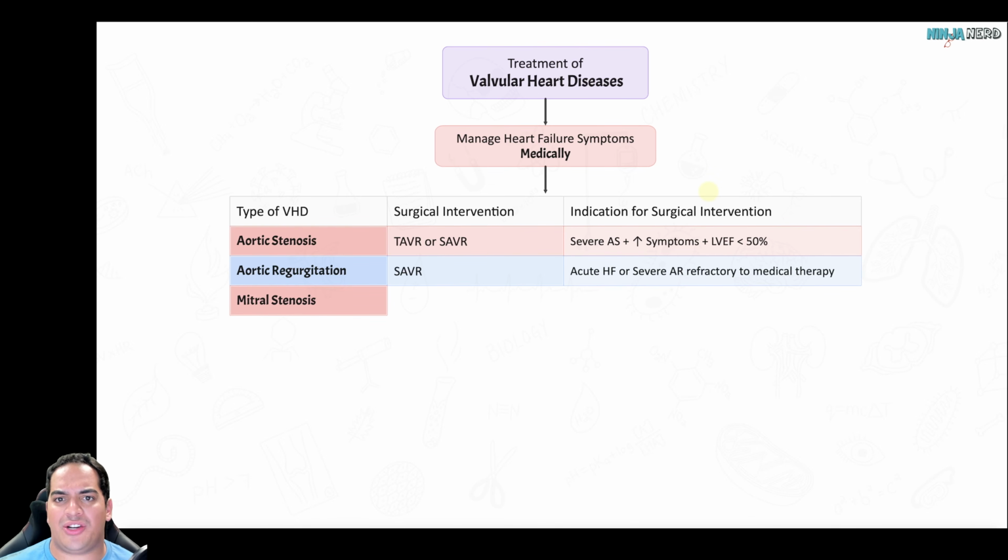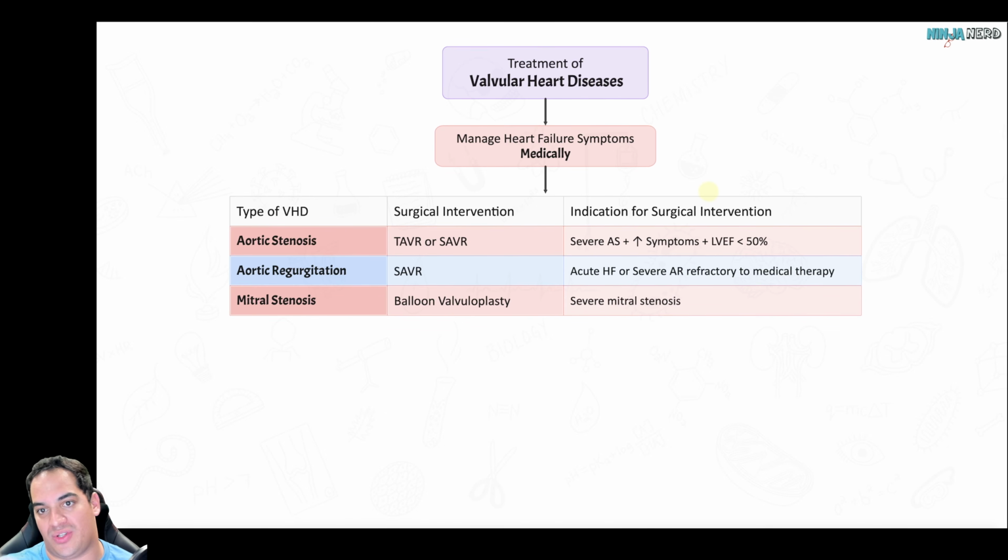Mitral stenosis, same thing. We actually do what's called a balloon valvuloplasty, where you kind of spread this sucker open a little bit. And that's usually if they have very severe mitral stenosis, so their mitral valve surface area is so tiny.